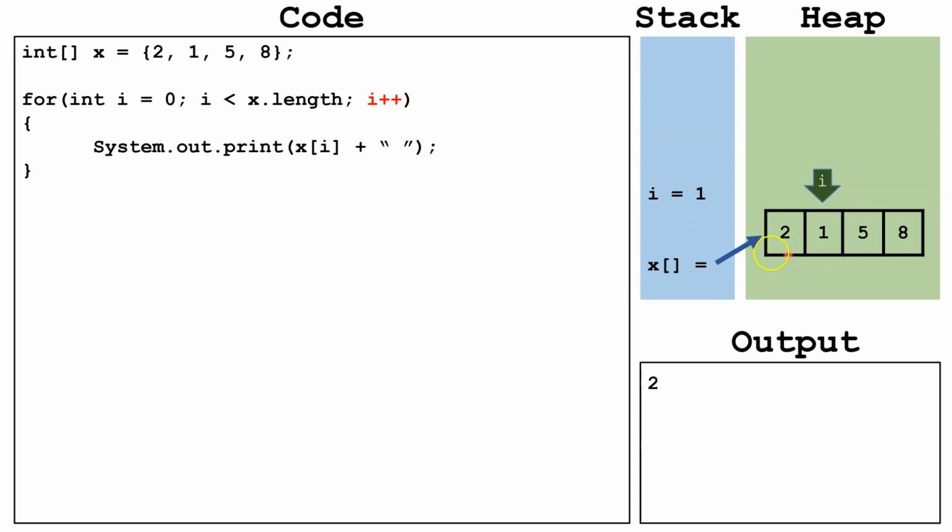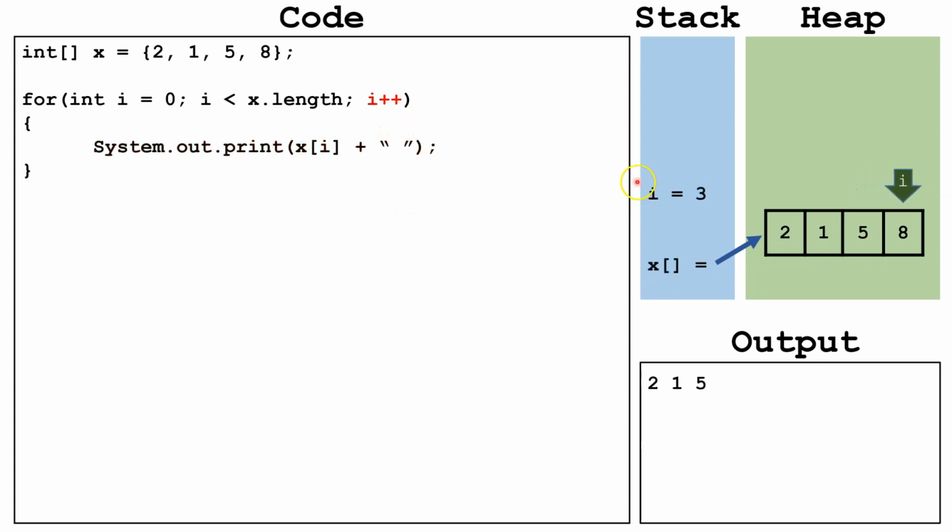So now I equals 1, and we're going to be looking at index 1 on the array. We check, is I less than x dot length? 1 is less than 4, so we continue. We print out x index I is 1, so we print out the number 1, which is in index 1, and then a space. Get to the end of the loop, increment I by 1, now I equals 2. We check, is I still less than the length of the array? It is, so we continue the loop. We print out x index 2, which is 5, and then a space.